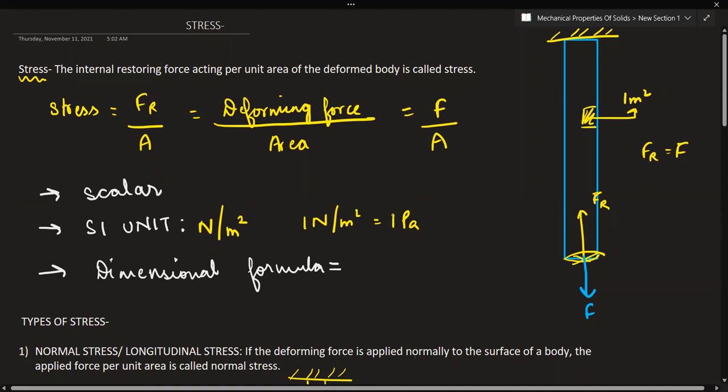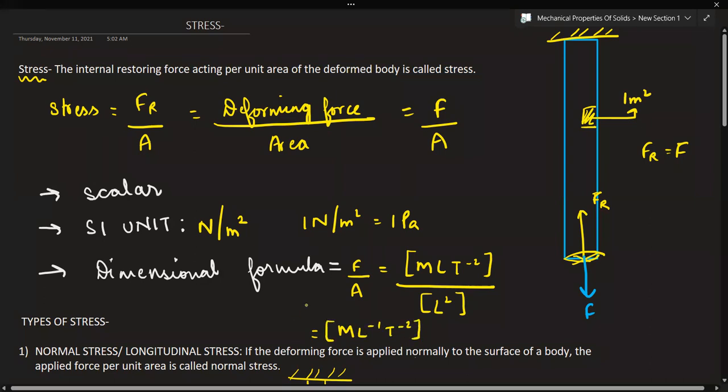Clear? Yes, ma'am. Let's write the dimensional formula for it. The formula is force by area. The dimensional formula for force is M L T to the power minus 2. And do you remember the dimensional formula for area? No, ma'am. Since the SI unit is meter square, it means area is L square. So that is L to the power 2 only. Area is basically length into breadth. So the dimensional formula would be M L to the power minus 1 T to the power minus 2.